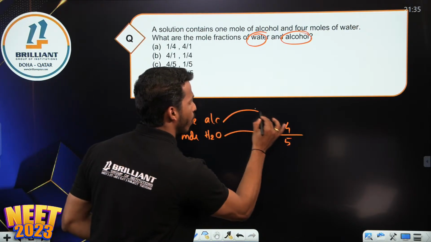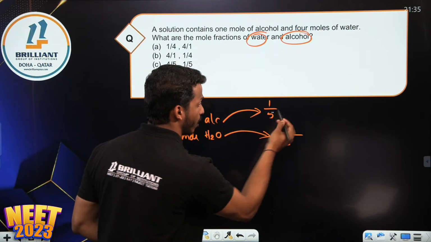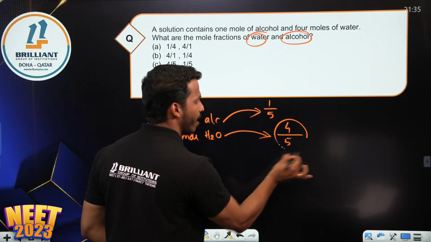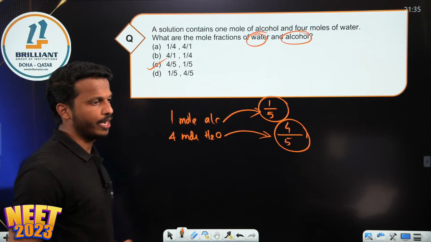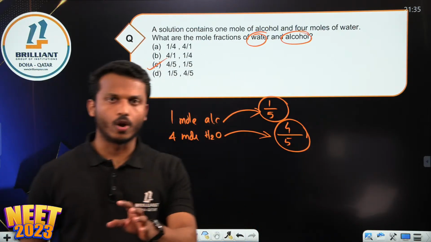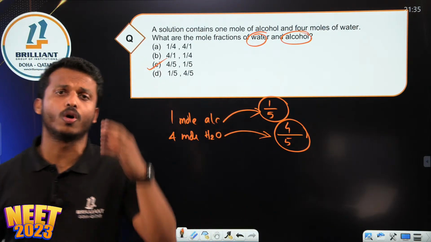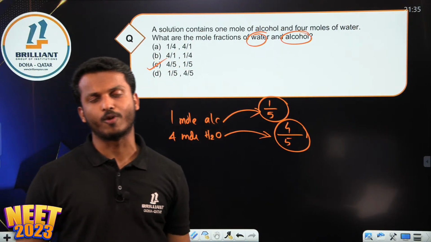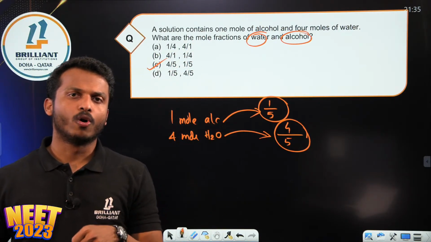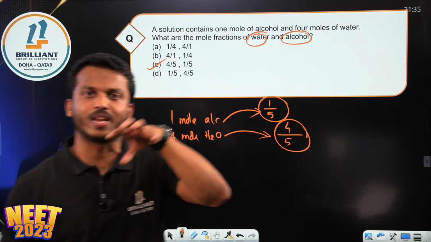Similarly, for alcohol the number of moles is 1, and the total number of moles is 5. So 4 by 5 and 1 by 5, right? 4 by 5 and 1 by 5, that is option C. Careful, dear all, in this question. Concept wise it's a very easy question. Mole fraction means number of moles of that component divided by total number of moles. But what is the difficulty here? Not a difficulty. Don't panic when you are answering a question.